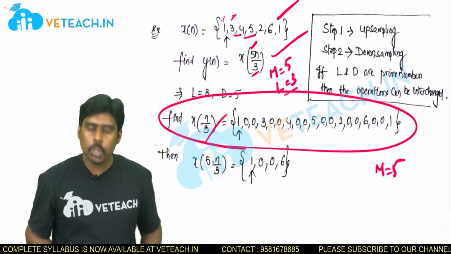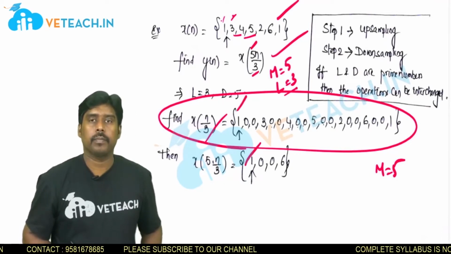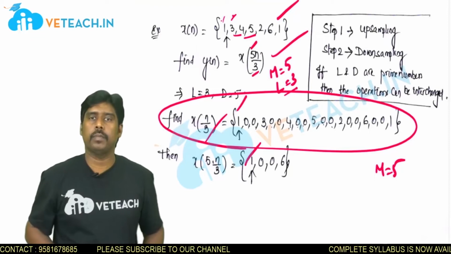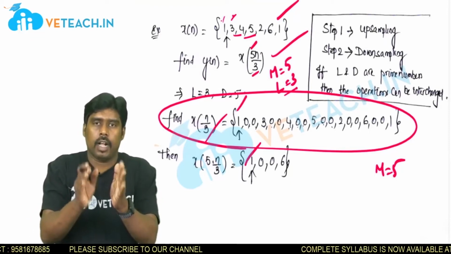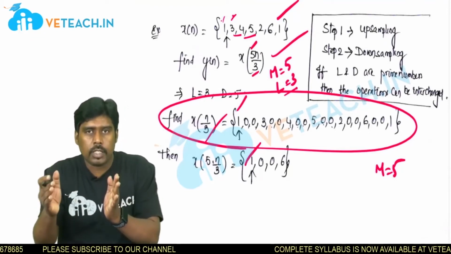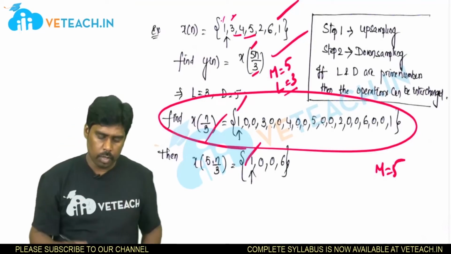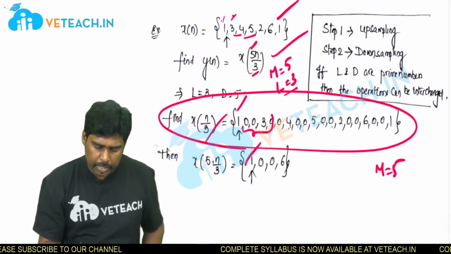So what are we supposed to do? Write down the first sample. Then after writing down the first sample, neglect or discard M minus 1 samples. 5 minus 1 is 4, so these 4 samples will be neglected.